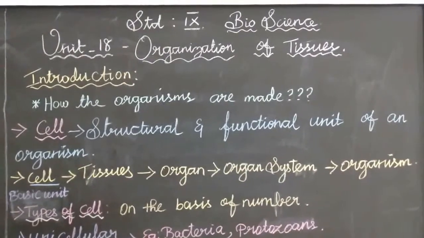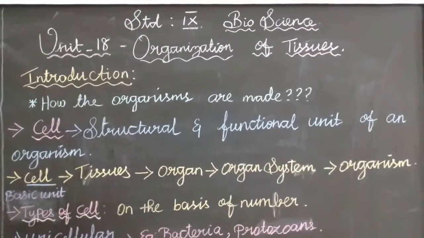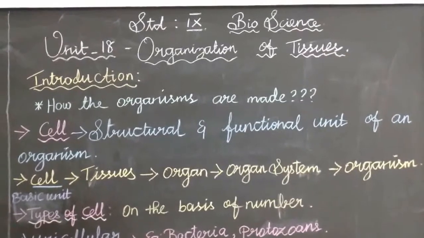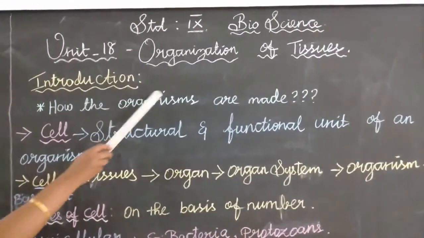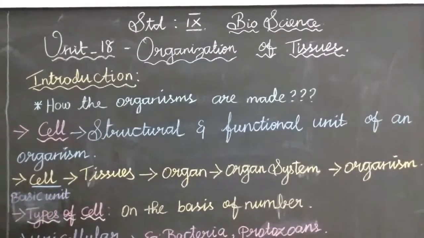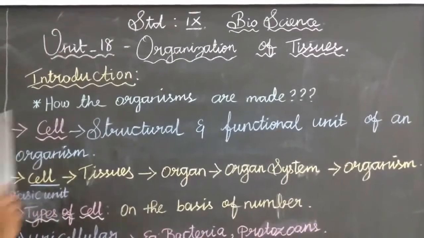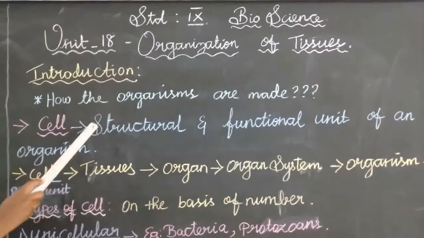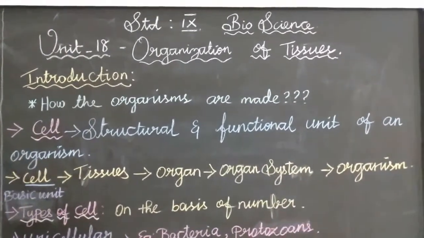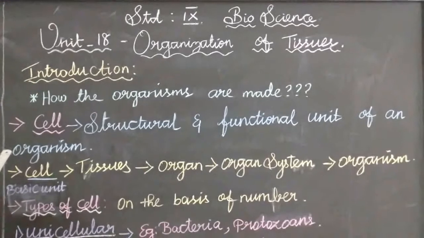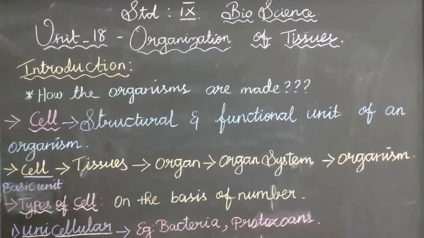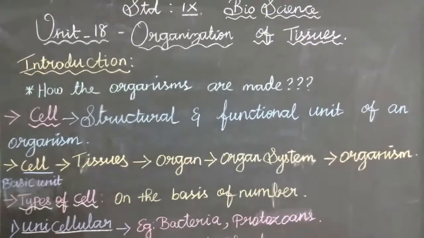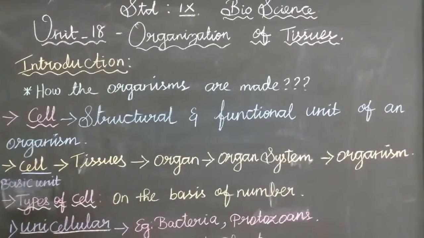Students, today we learn the lesson from standard 9 bioscience portion, unit 18, organization of tissues. What is our lesson? Organization of tissues. Before we enter the lesson, we discuss something about this lesson that comes under the introduction of this lesson. Before that, I will ask one question to you.